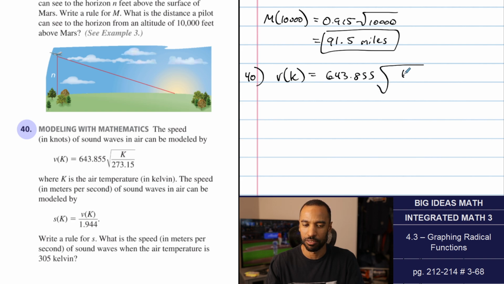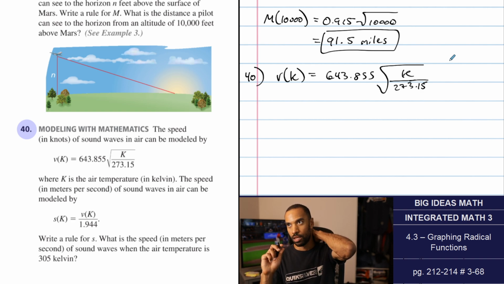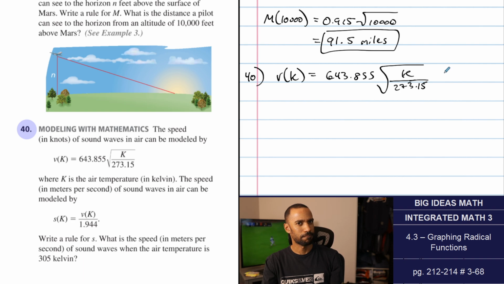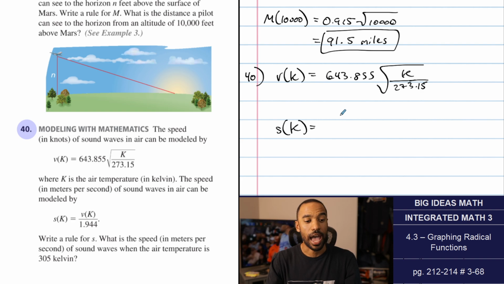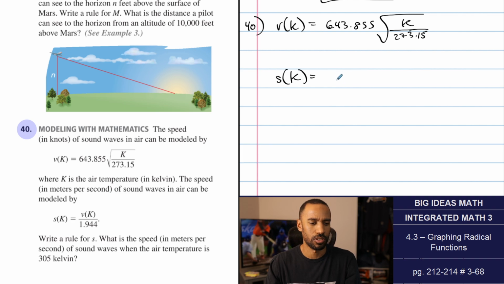643.855 times the square root of K over 273.15. Now, I don't know the stuff scientifically. I do know that 273.15 degrees Celsius is 0 degrees Kelvin. No, I have it the other way. This many degrees Kelvin is 0 degrees Celsius. Ah, shoot, I don't know. It's one or the other. I do know that there's just an addition or subtraction conversion of that. Anyway, I'm not a scientist, guys. I know that 0 Kelvin is absolute zero, right? Coldest you can have it.